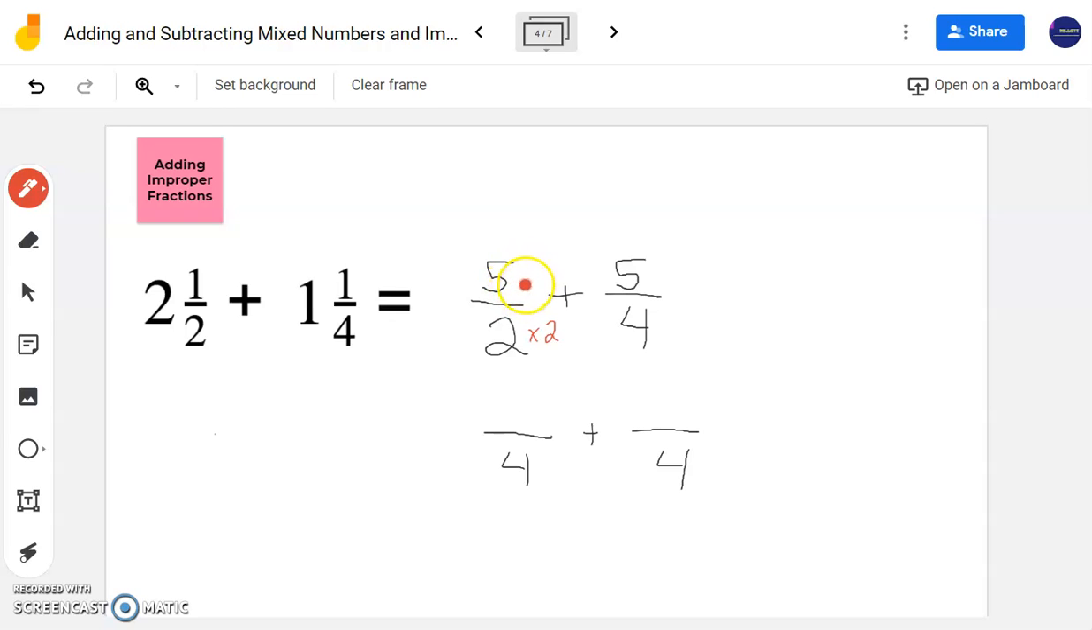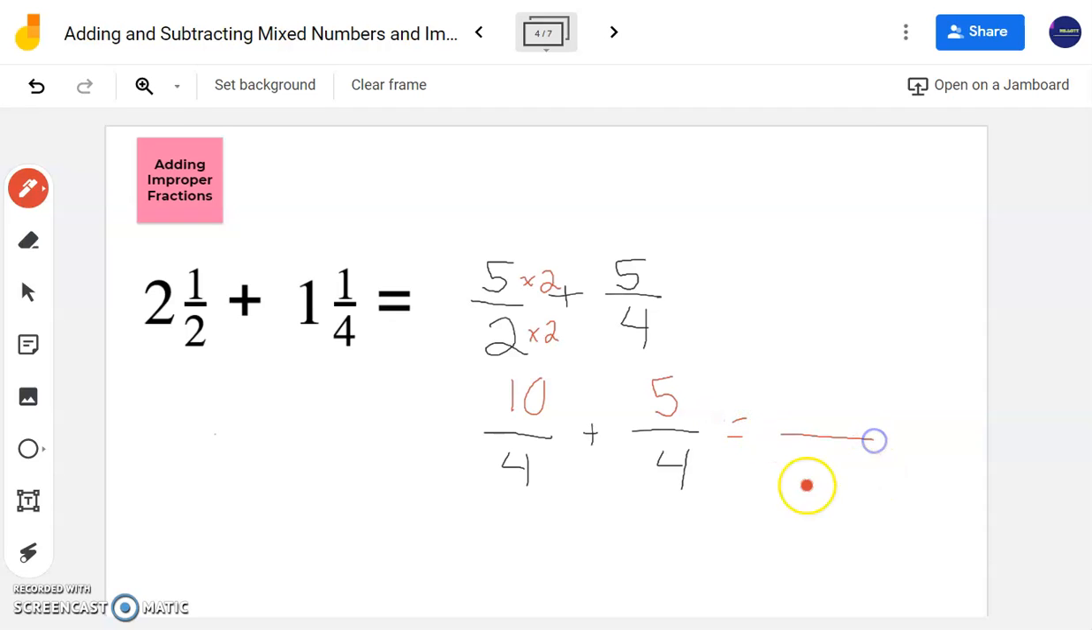Doesn't matter if it's a proper or an improper fraction, it's the same process. 5 times 2 is 10. Now I notice here I have 4, and I already have 4 as well as my denominator. So notice I'm not changing this fraction. I'm just rewriting it to make it a little bit easier when I'm solving.